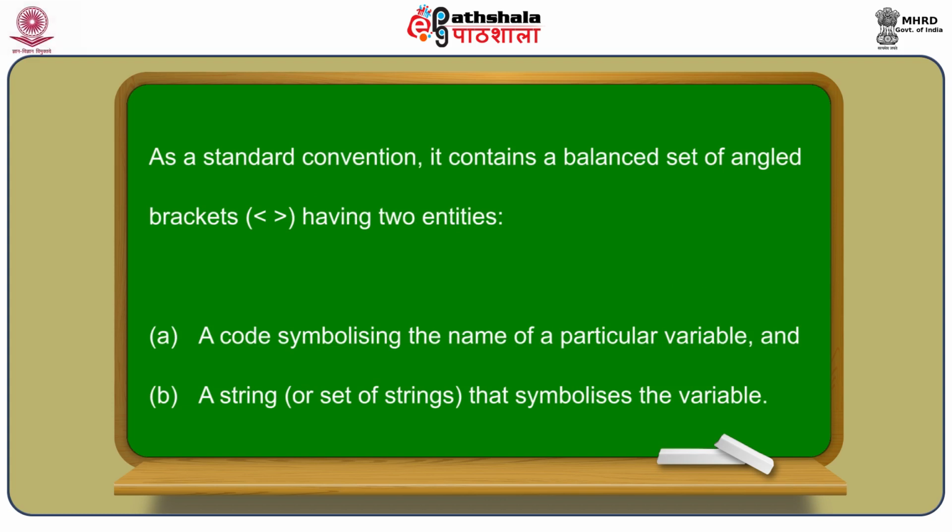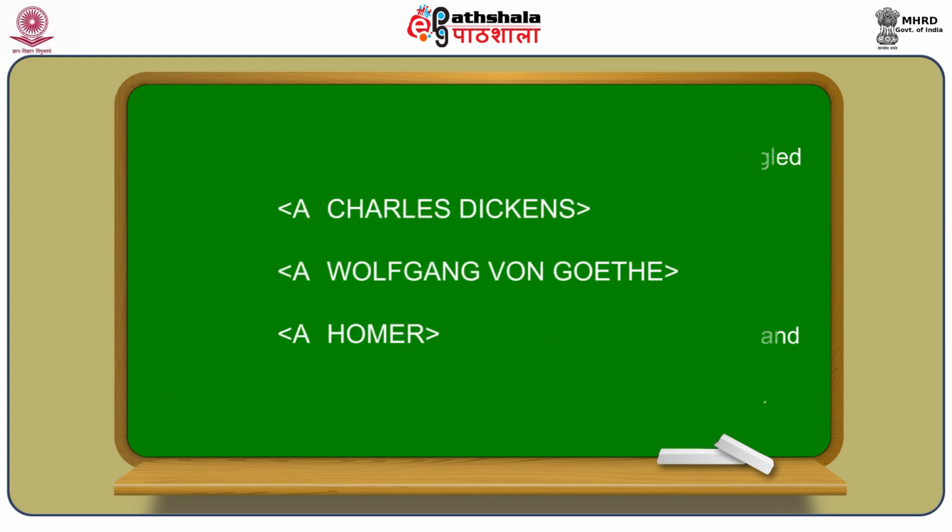Two rules are followed. A code symbolizing the name of a particular variable was used, and a string or set of strings that symbolizes that variable. For example, the code A could be used to refer to a variable, say A stands for author.